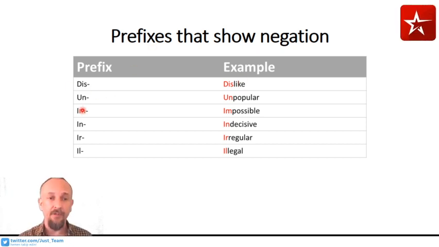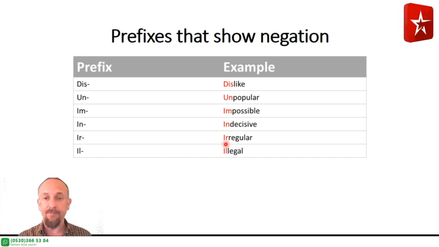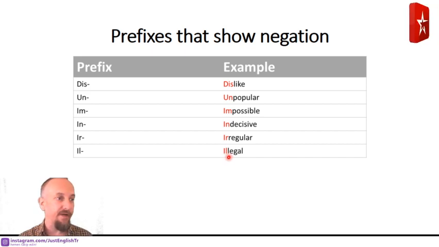Then we had im, which we use with adjectives that begin with P. We had in, which begins with adjectives with all the other sounds. We had ir, which began with adjectives with R. And we had il, which began with adjectives beginning with L.